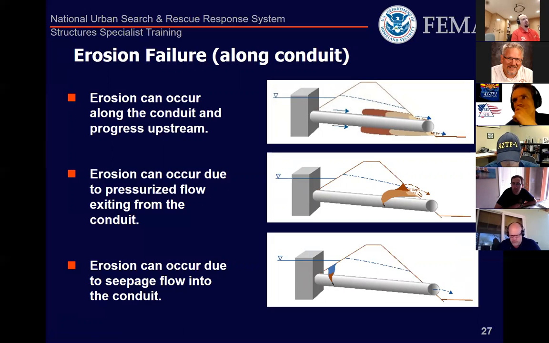Or the bottom one is if we've had a displacement and a joint opens up on the upstream face, where water is now not just coming through the tower, but is also coming through either the embankment or the impoundment itself, getting into a joint and carrying material with it. Next slide.